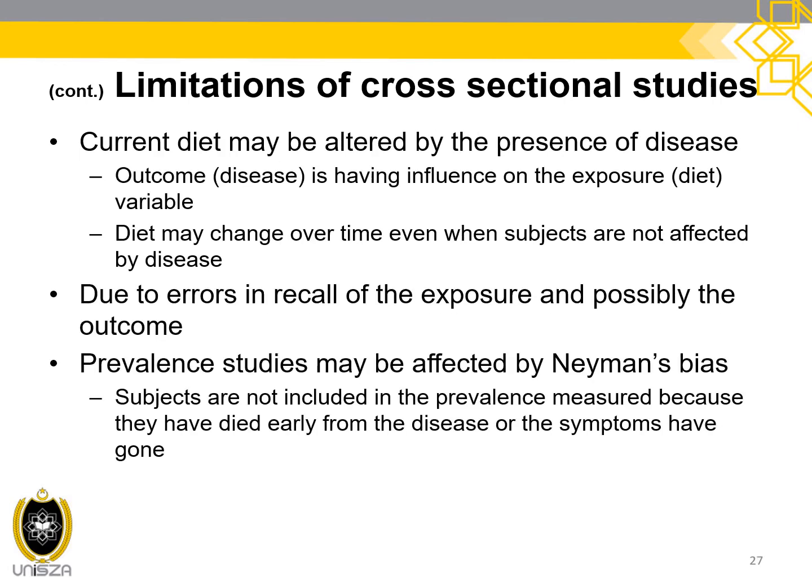Other limitations of cross-sectional studies are current diet may be altered by the presence of disease, where the outcome or disease is having influence on the exposure diet variable. Diet also may change over time when the subjects are not affected by disease. Limitation of cross-sectional studies can also happen due to error in recall of the exposure and possibly the outcome. And finally, prevalence studies may be affected by Neyman bias, in which subjects are not included in the prevalence measured because they have died early from the disease or the symptoms have gone.